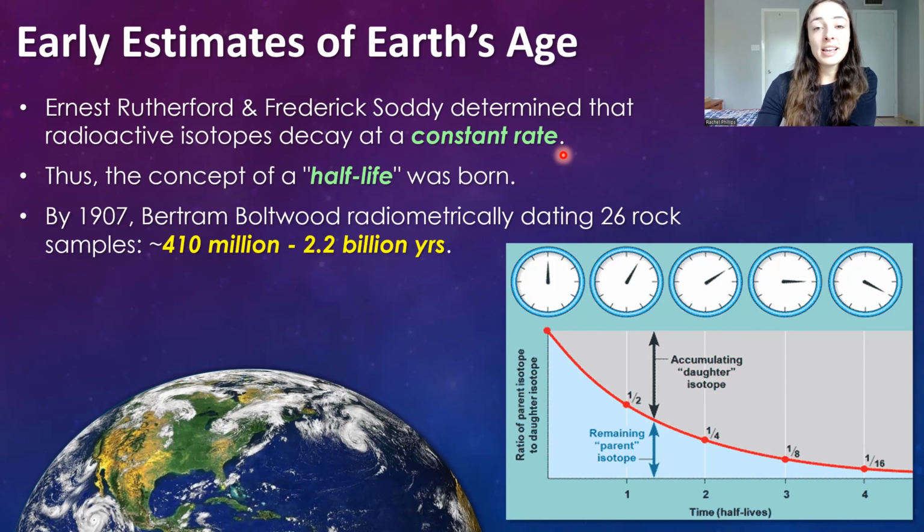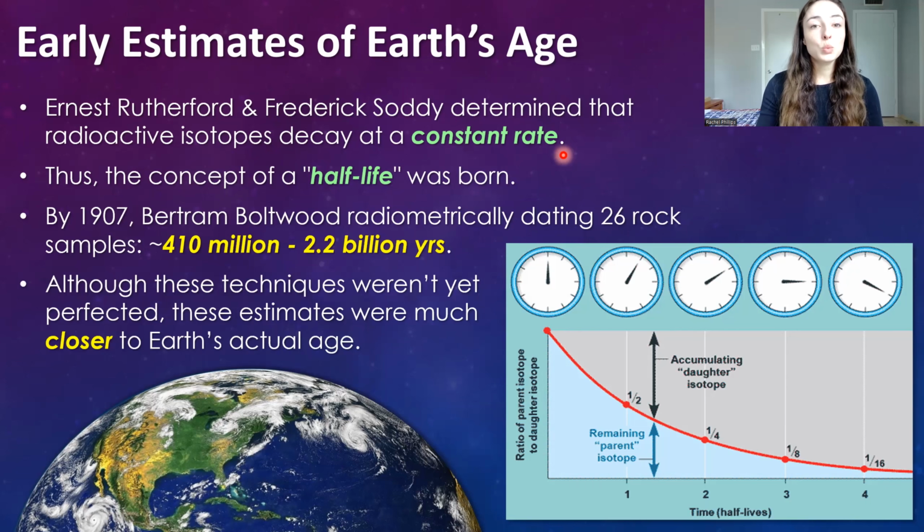Then in 1907, Bertram Boltwood radiometrically dated 26 rock samples, getting age estimates of around 400 million to 2.2 billion years of age, which was major because that showed that there were rocks on Earth that were 2+ billion years old that negated the early age estimates. Even the ones on the younger side of this range negated the early age estimates that other scientists had made.